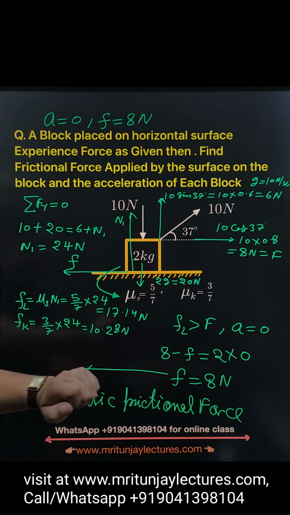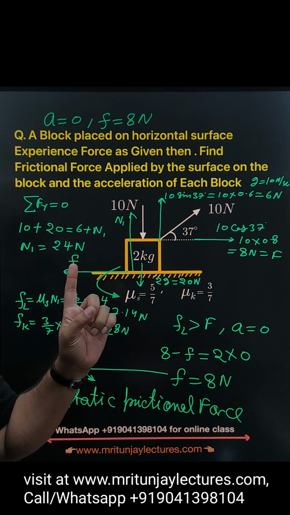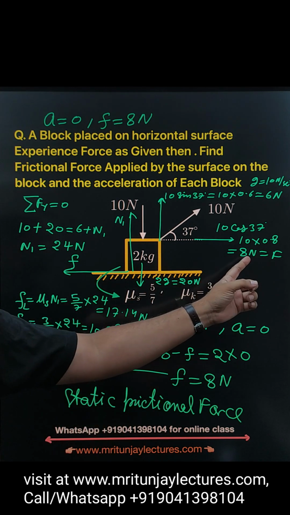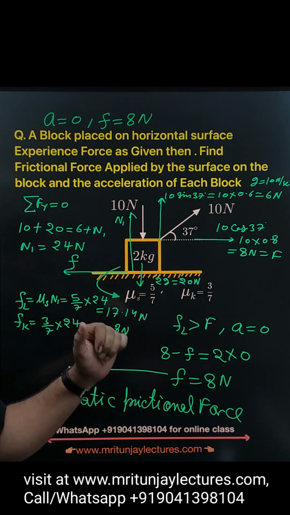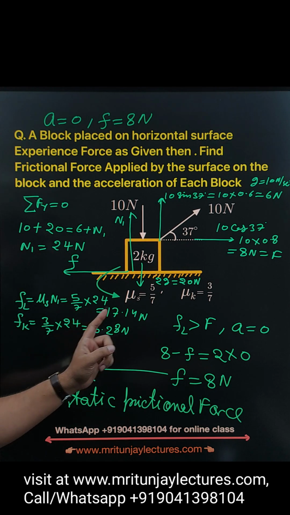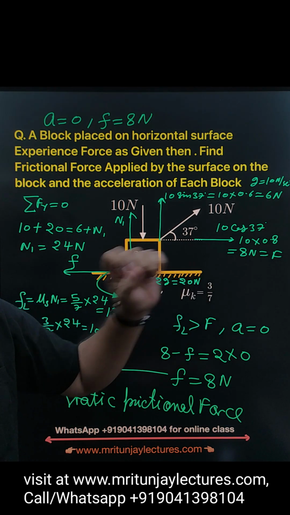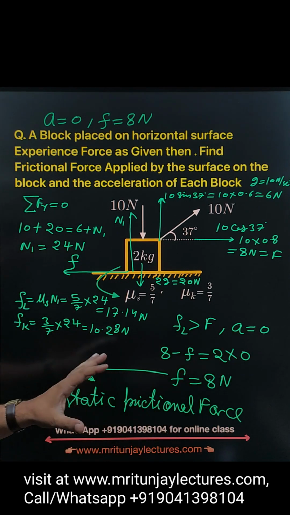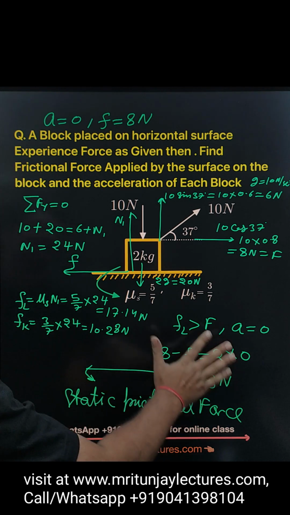Now this block moves in only one case: if the driving force is greater than the limiting frictional force. But look here, 8 is not greater than 17.14, so this block is not moving. It means the limiting frictional force is greater than the driving force, so this block is not moving, meaning acceleration is 0. Okay, I hope it is clear.